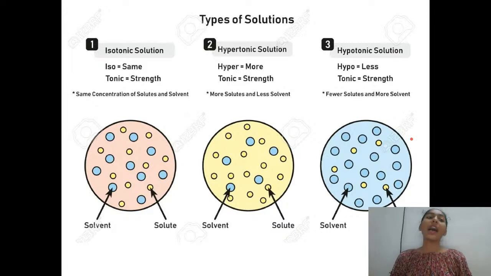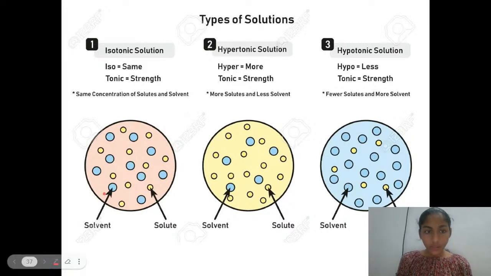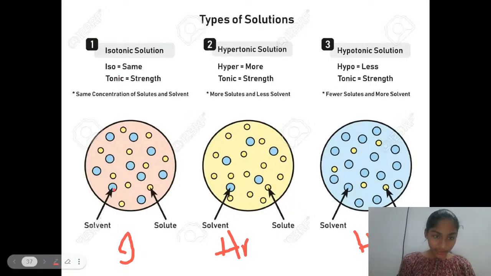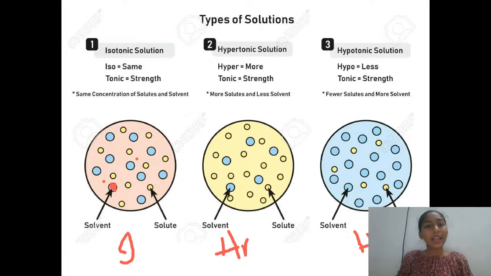Types of solutions: isotonic solution, hypertonic solution, and hypotonic solution. Isotonic solution. So, this is the case where it is isotonic, this is for hyper, and this is for hypo. Isotonic solution means the concentration where both solute and solvent are equal. For example, you can see here in the diagram that solvent and solute molecules are the same. So this is an isotonic solution.